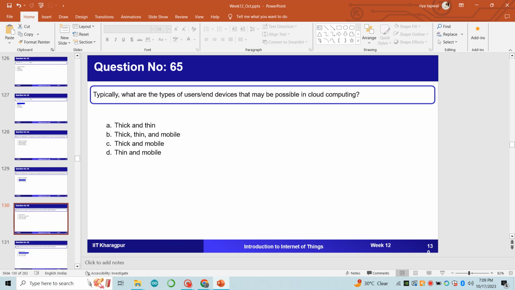Next question is, typically what are the types of users or end devices that may be possible in cloud computing? Options are thick and thin, thick, thin and mobile, thick and mobile, thin and mobile. Yes, it's option B. So thick, thin, and mobile devices are possible in cloud computing.